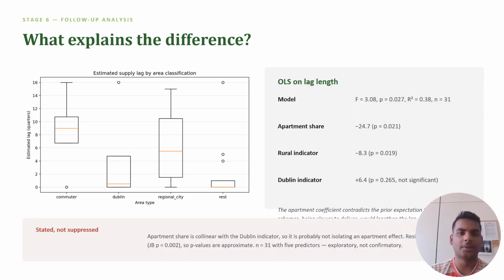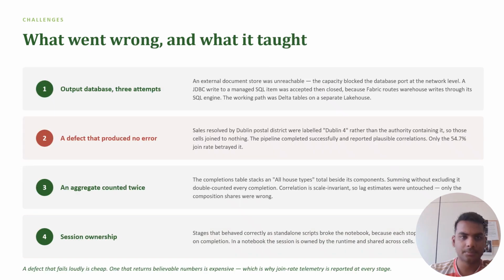I then analyzed what might explain these differences. The regression is statistically significant overall with an R squared of 0.38. Rural areas show shorter estimated lags compared with the commuter belt baseline. However, apartment share is strongly related to the Dublin indicator, so I treat the analysis as exploratory rather than causal.